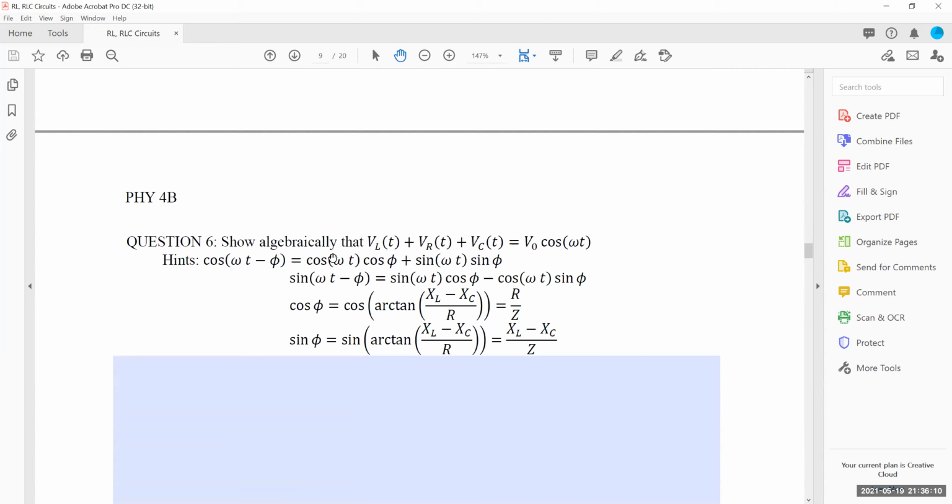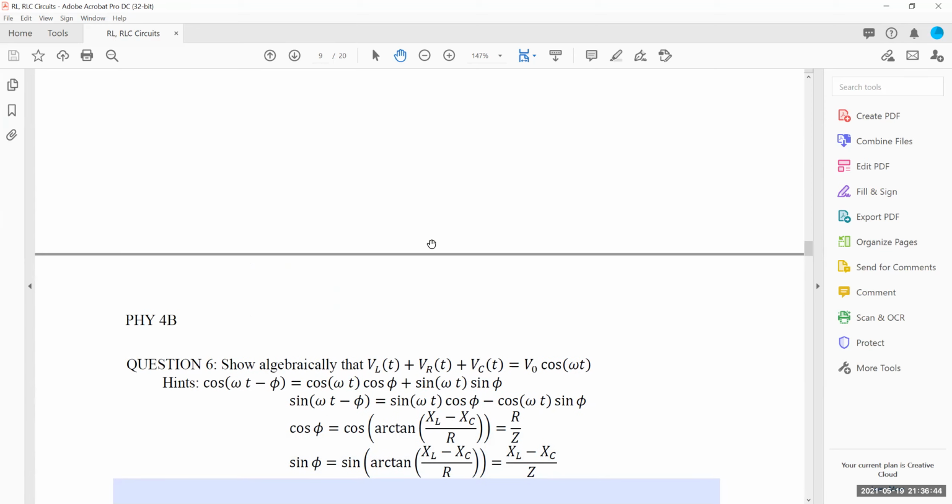Okay, show algebraically that V_L(t) plus V_R(t) plus V_C(t) equals V_0 cosine omega t. You will need trig identities aplenty. The cosine of (omega t minus phi) is cos cos plus sin sin. The sine of the difference is sin cos minus cos sin. And the cosine of phi, which is the cosine of the arctangent of something, is just R over Z, and the sine is (X_L minus X_C) over Z, because it's coming from the triangle.